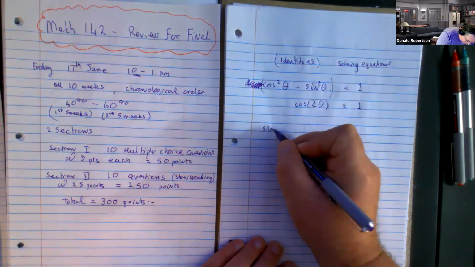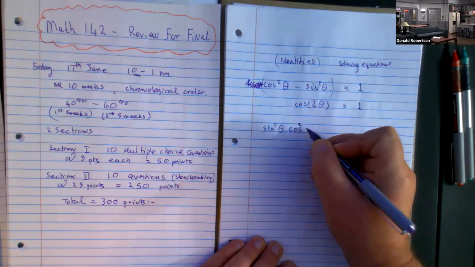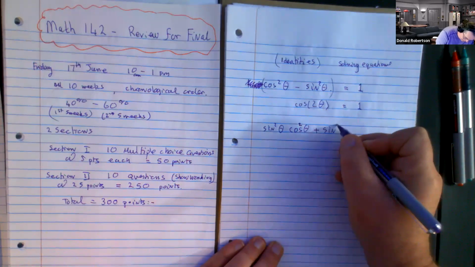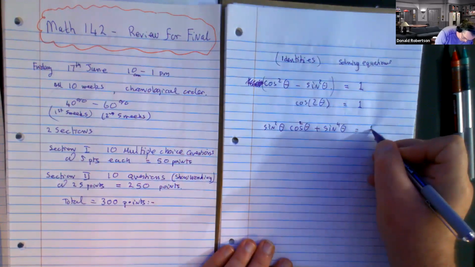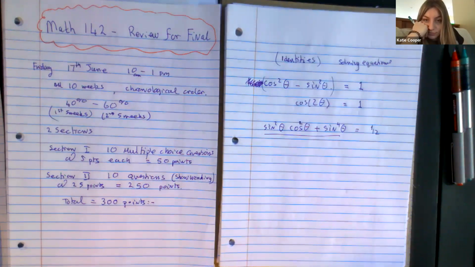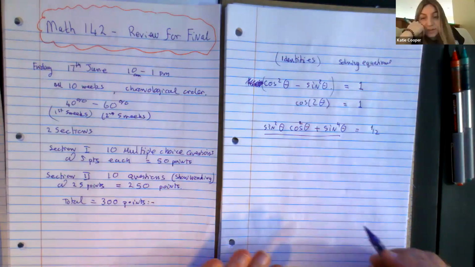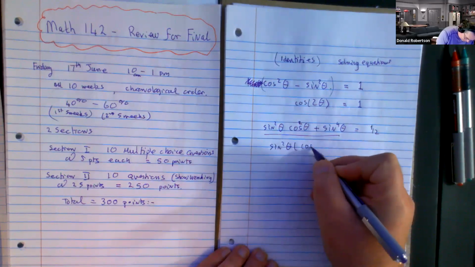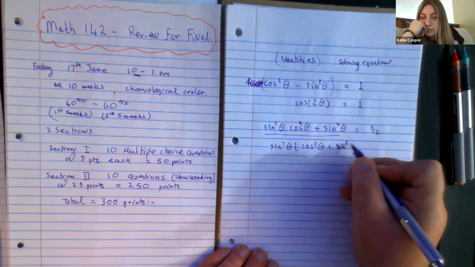Suppose I had this situation: sine squared theta cos squared theta plus sine to the 4 theta. Well, suppose I had that, and it equals, I don't know, who cares, a half. That guy there can be simplified. You would factor out sine squared, right? Now, if you do that, you now get that.